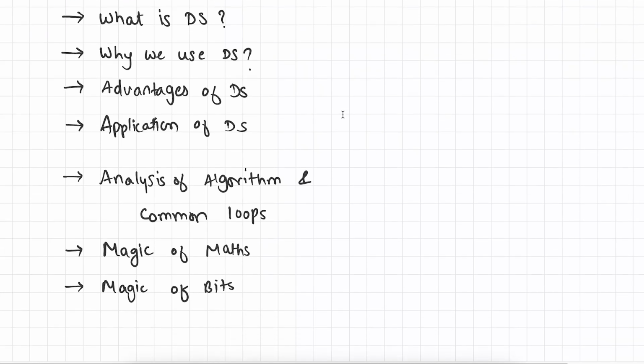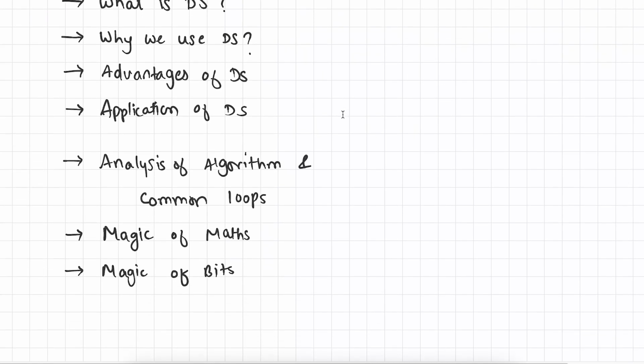After the introduction to data structures, we moved to analysis of algorithms and common loops. In this section, we learned how to analyze algorithms and common loops and how to determine the order of growth of algorithms and common loops. We also learned how to find the time complexity and space complexity of an algorithm.